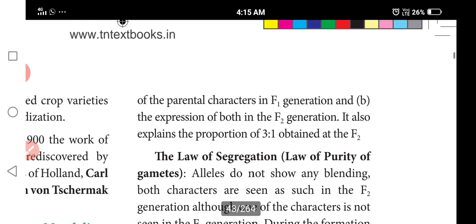Only one parental character appears in the F1 generation, and the other is expressed in the F2 generation. When the F1 generation is selfed, the F2 generation introduces both characters, tall and dwarf plants, in the proportion of 3 to 1.